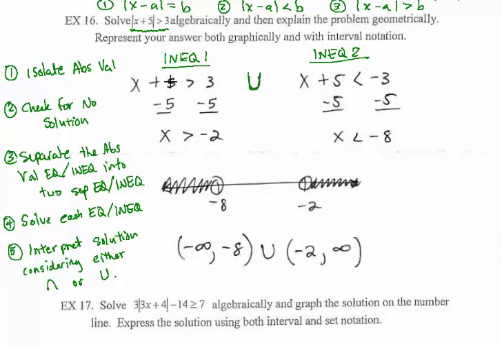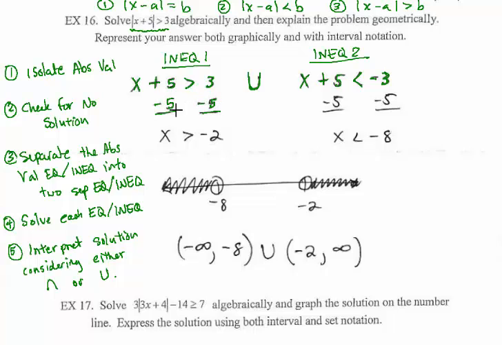Okay, and so on one hand we have inequality, and all we've done is drop the bars, and we wrote it the way it was given: x plus 5 greater than 3. We didn't change anything else, we just dropped the bars. The second inequality, we dropped the bars, flipped the inequality, and put a negative in front of the radius. Okay, now we've completed step 3, and now we perform step 4, which is to solve each inequality.